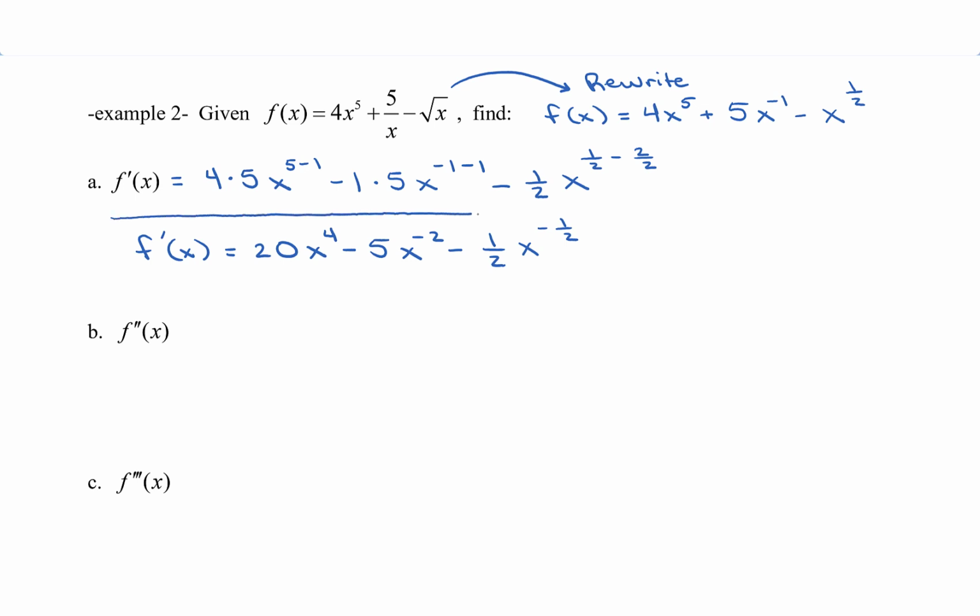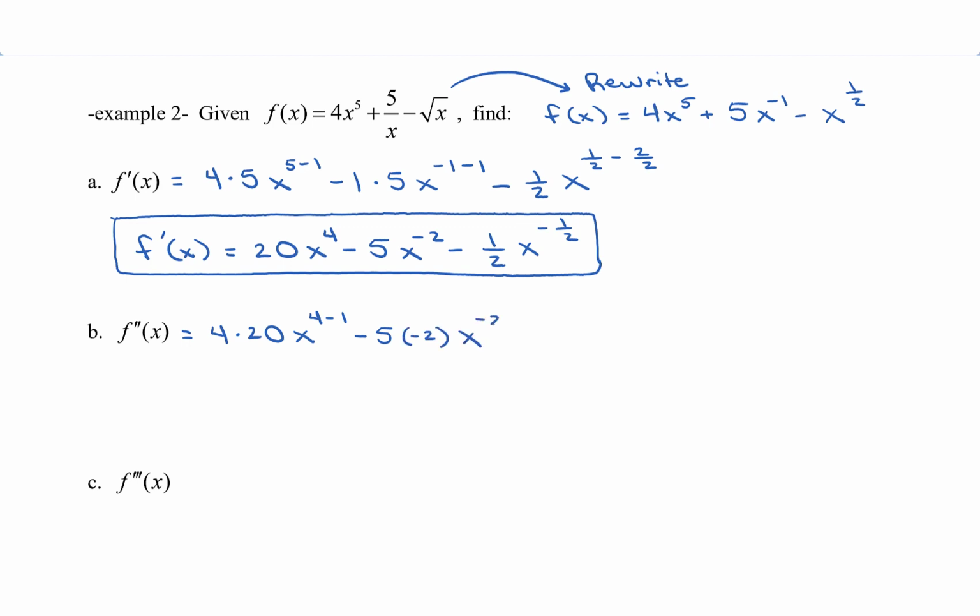For b, we're going to find the second derivative of f of x. We're going to use our boxed in function to get this derivative. So looking at our first derivative of f of x, f double prime of x equals 4 times 20 times x raised to the 4 minus 1 power, minus 5 times negative 2 times x raised to the negative 2 minus 1 power, minus 1/2 times negative 1/2 times x raised to the negative 1/2 minus 2/2 power.